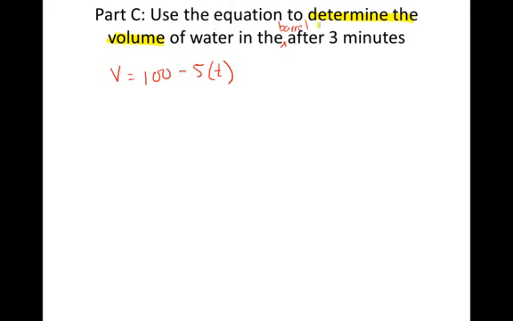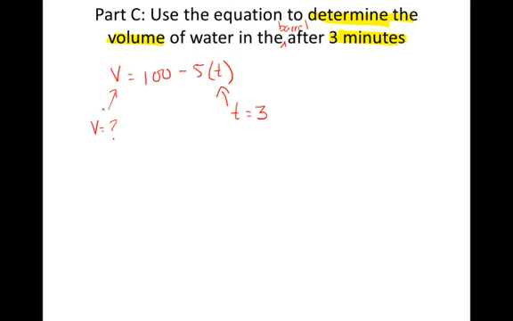I'm going to highlight here, it says determine the volume. If we have to determine the volume, that means we don't know volume. That means this V is unknown. We have no idea what volume is, okay? But the question says the volume of water in the barrel after 3 minutes. So we're given T, we're given a time. So I know that T is going to equal 3.